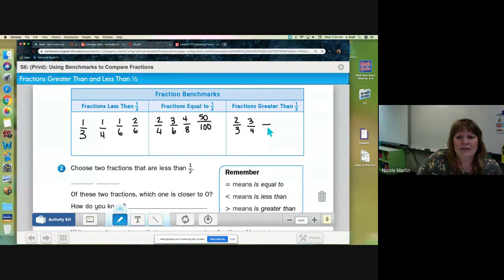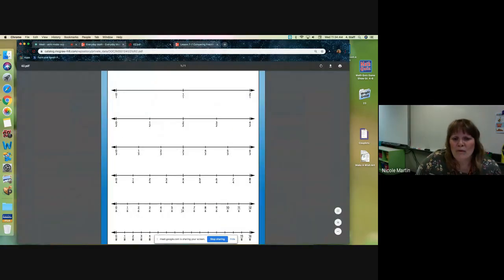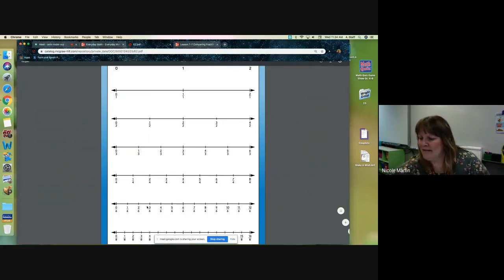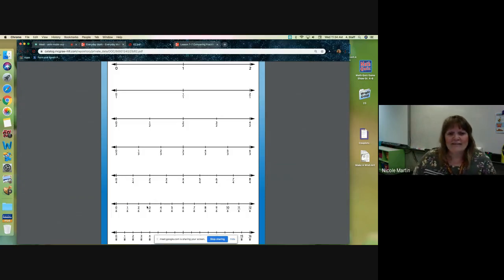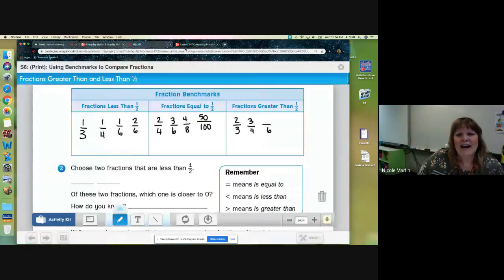Okay. Can you find something that has a denominator of sixths? What would sixths be that's bigger than 1/2? What do you got, Viv? Yeah, Viv, you caught it. There's actually 2 of them. 4/6 and 5/6 are bigger than 1/2.